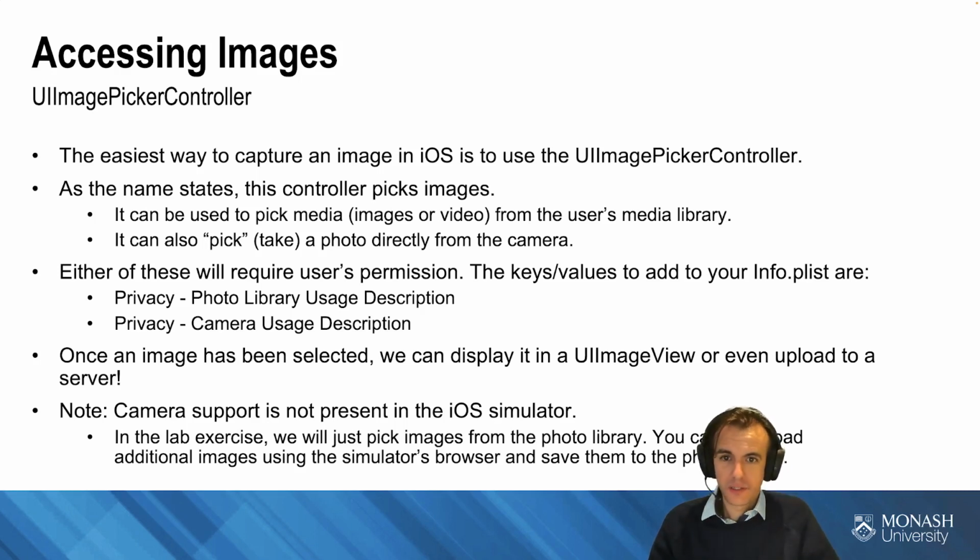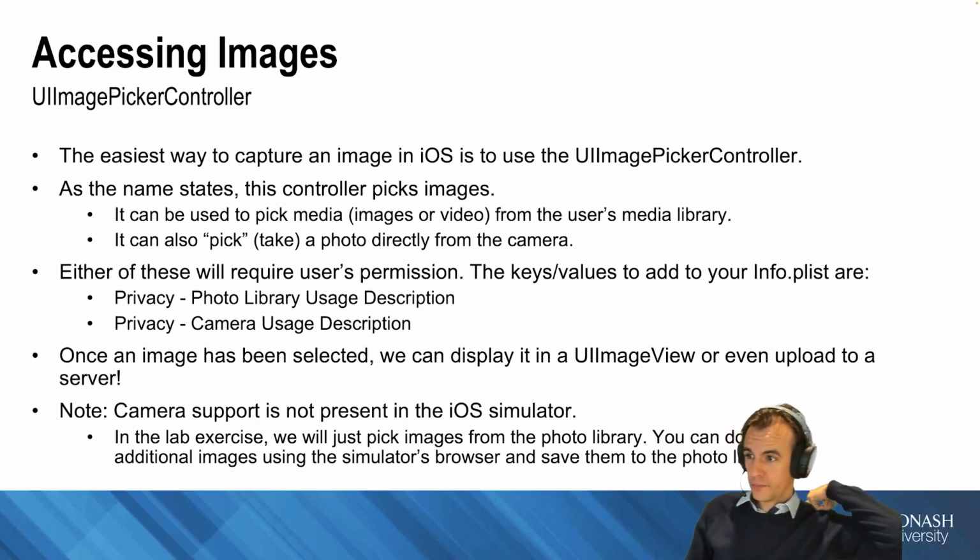As the name suggests, it picks images, and it picks images either from the user's media library, and when we say images, it can be images or video, or it can pick a photo directly from the camera. What this means is that you show the interface for the camera and allow someone to take a photo, and then that photo is given to you. Once an image has been selected, we can do whatever we want with it. We get access to the image, we can display it in an image view, we can save it to the disk, we can upload it to a server.